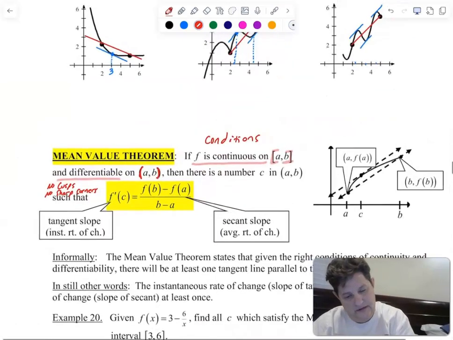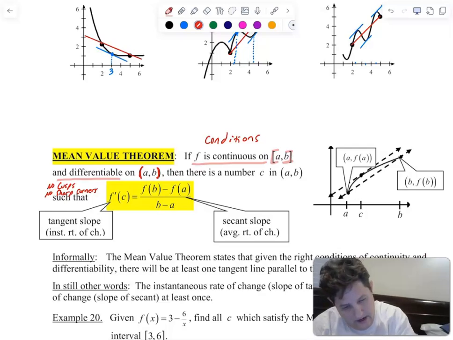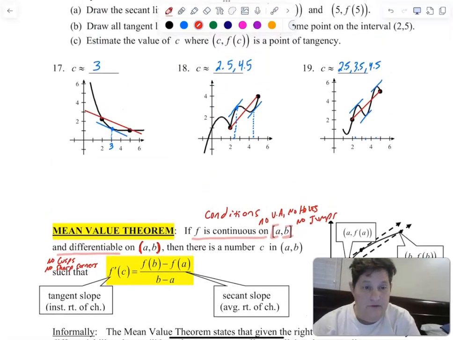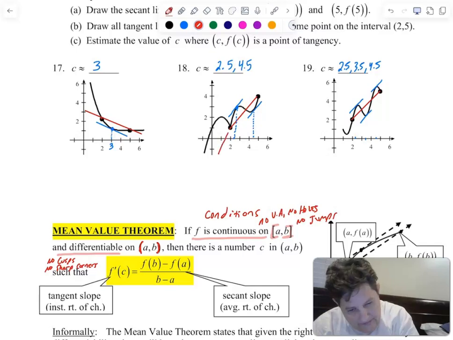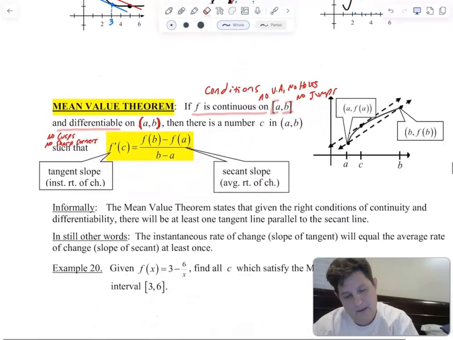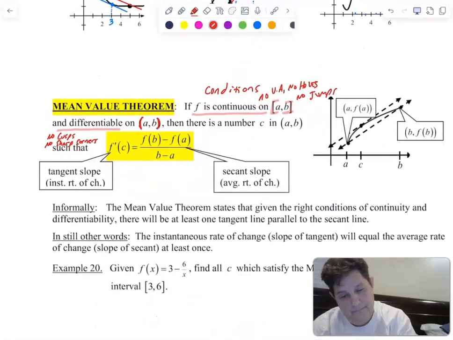Okay, continuous means no vertical asymptotes, no holes, no jumps. These examples up here are all examples between 2 and 5 where they are continuous and differentiable. This one is not differentiable at that point, but that doesn't matter because that was my endpoint. All right, everywhere between 2 and 5. Okay, then, blah, blah, blah.